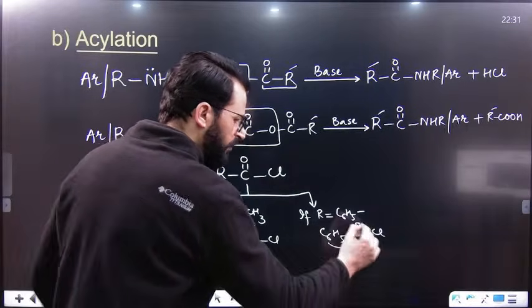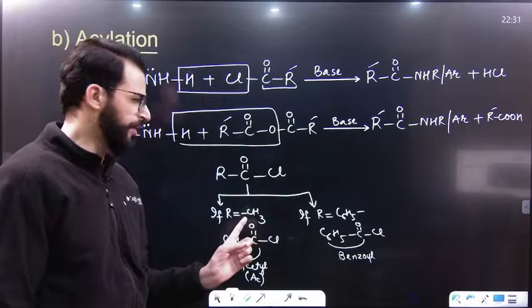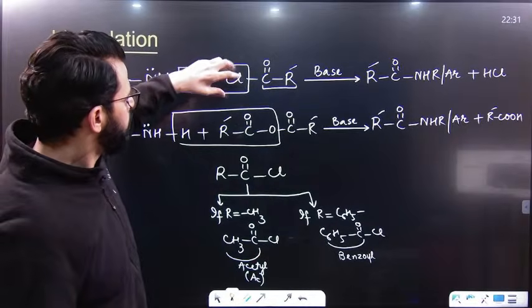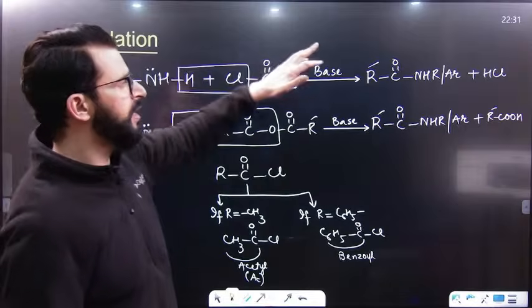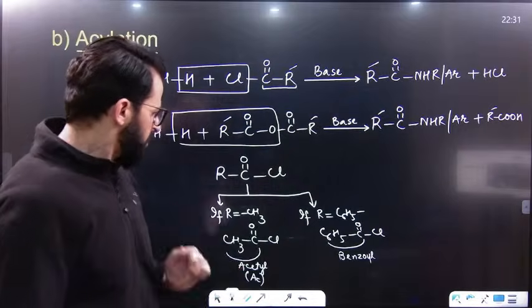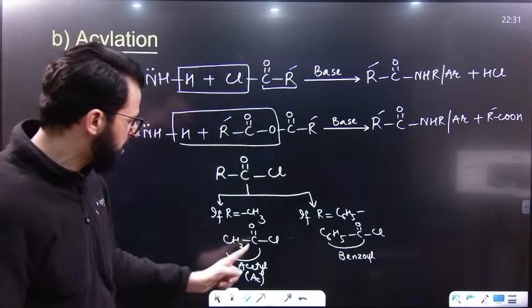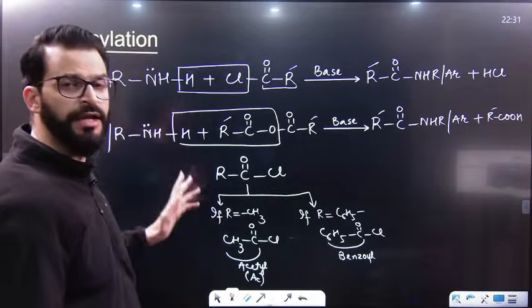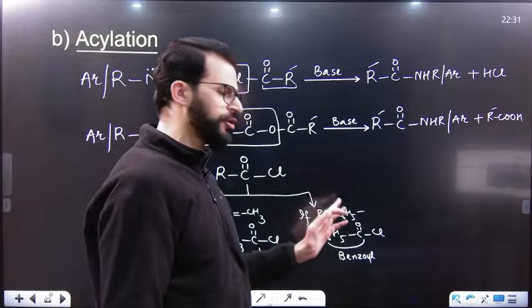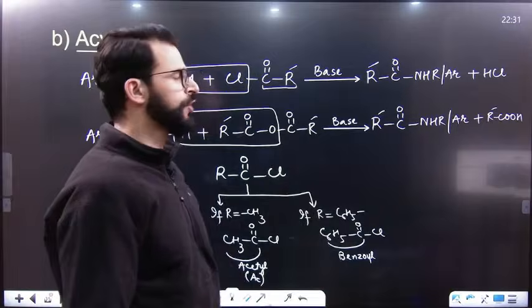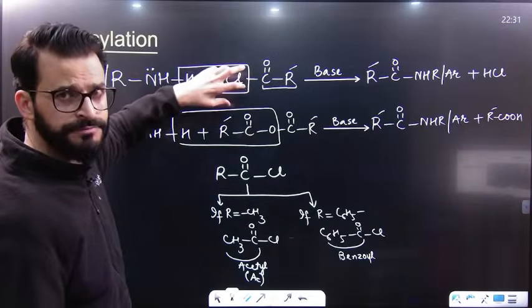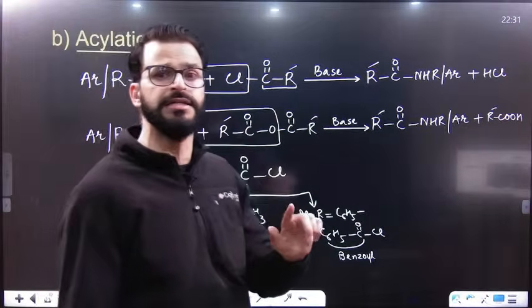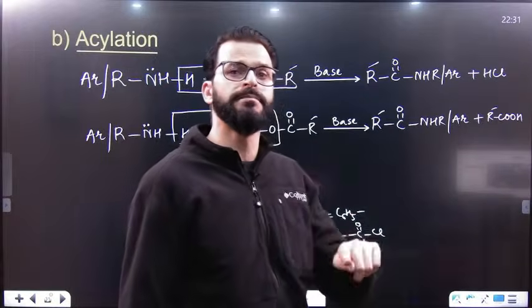That means the whole will be benzoyl chloride, and this will be acetyl chloride. Have a look. If by introducing this COR the reaction is known as acylation, then by introducing this COCH3, that means acetyl, it will be acetylation, and introduction of this benzoyl group will be benzoylation. That means this acylation can be either acetylation or benzoylation.